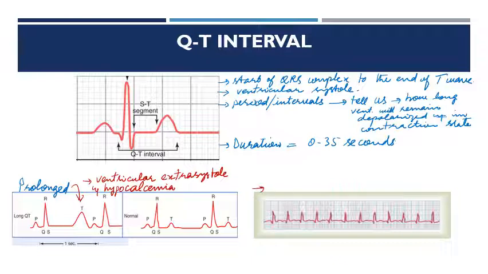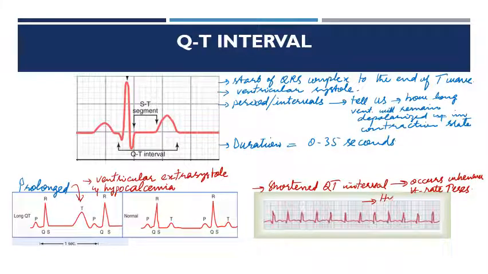This diagram shows shortened QT interval, and shortened QT interval occurs whenever heart rate increases. Secondly, the shortened QT interval occurs in case of hypercalcemia.